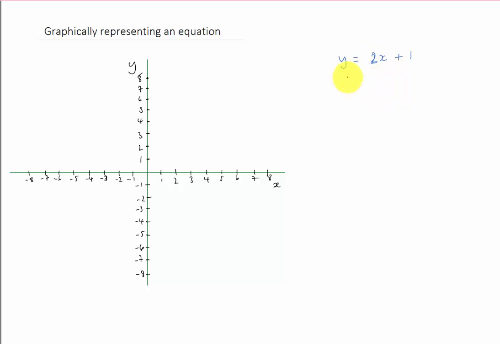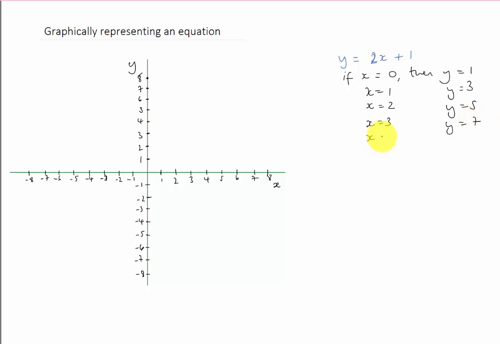in those different situations. So if x is equal to 0, then y is equal to 0 plus 1, or 1. If x equals 1, then y is 2 times 1, 2, plus 1, y is 3. If x is equal to 2, then y is equal to 5, so 2 times 2, 4, plus 1 is 5. If x equals 3, y is equal to 7.